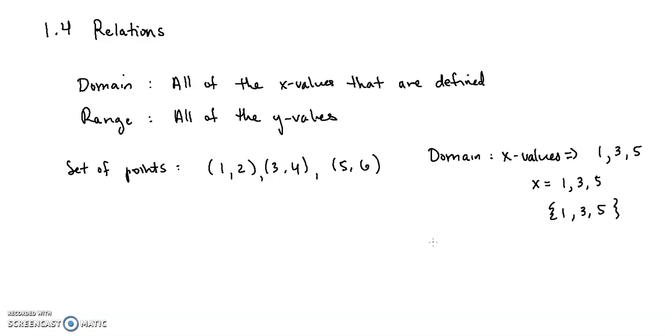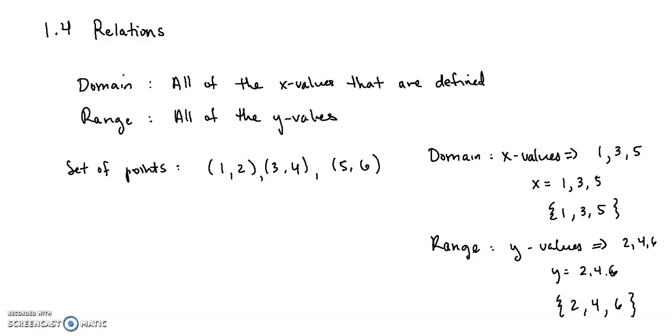And then for the range, that would be the y values. So the y values are 2, 4, 6. We could say y is equal to 2, 4, and 6, or we could give it in set notation again with the curly brackets, 2, 4, and 6. You use the curly brackets when it's a distinct set of numbers. When you can list a set of numbers, then you use the curly brackets. So that's what it looks like if you have a set of points. The x values are your domain, and the y values are your range.